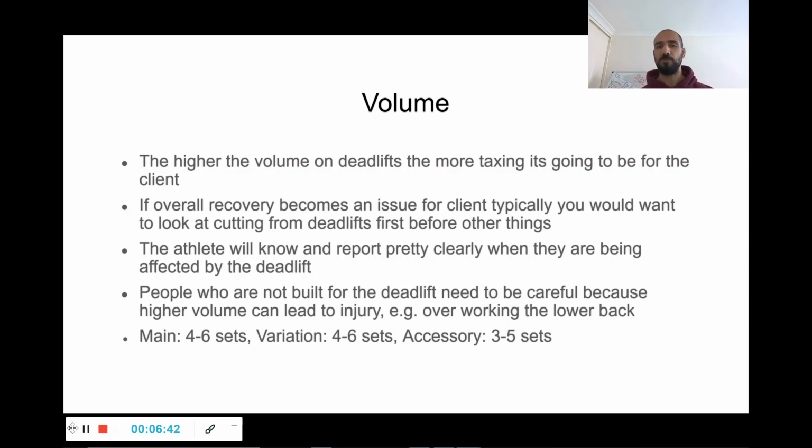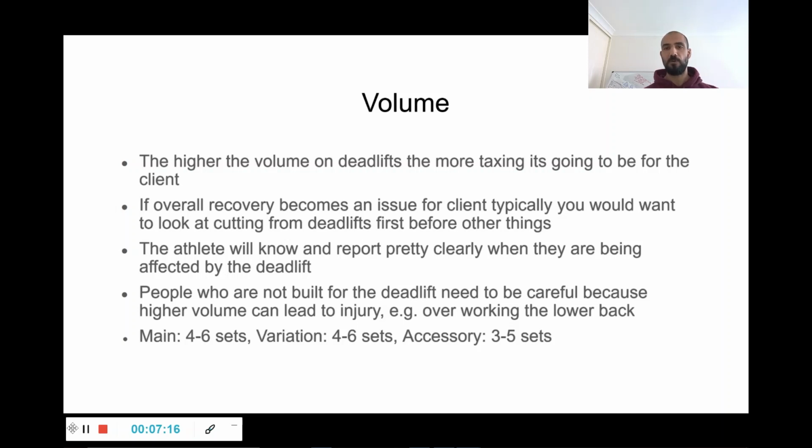So how much volume should we do when all this is said and done? As a general rule, we have the main lift, variation, and accessories. Now, if you go back to our videos on putting together a strength program, you'll know what each of those means. So the main lift being the competition lift, let's just say if they're a conventional deadlifter. These set considerations, by the way, are within a week.